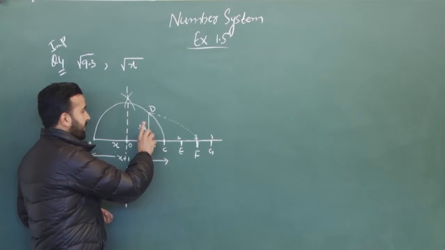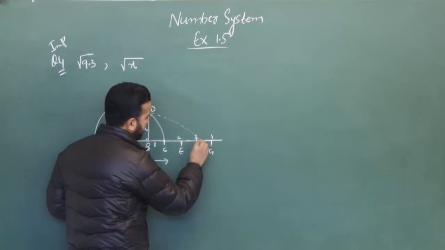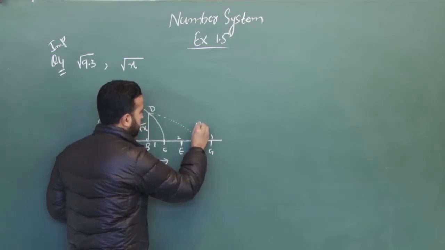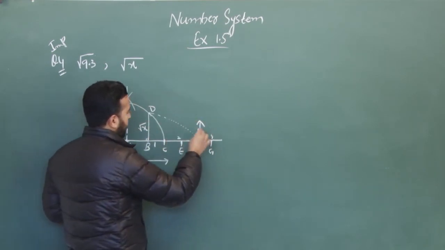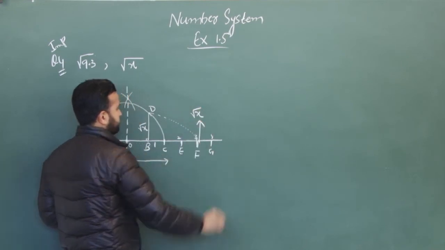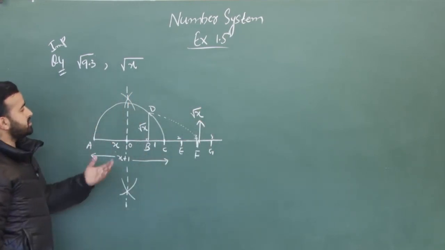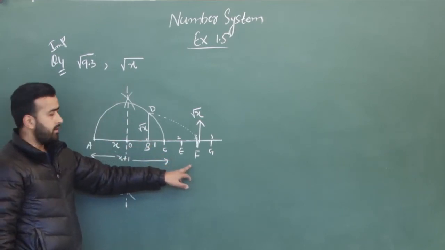Now we take B as center and radius equal to BD, and draw an arc that will touch the number line at some point. This point where the arc intersects the number line represents root of x. So this is geometrically how we can represent root of x on the number line.